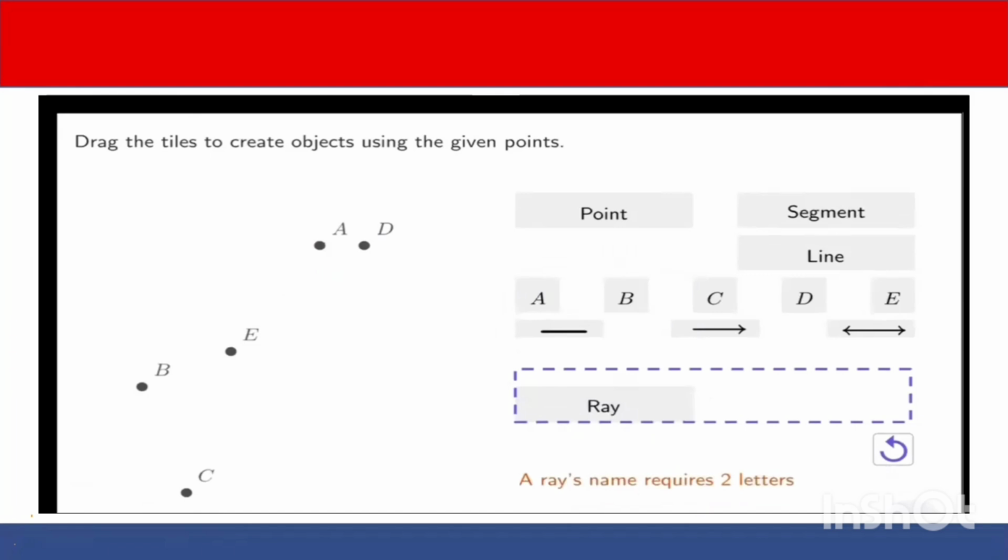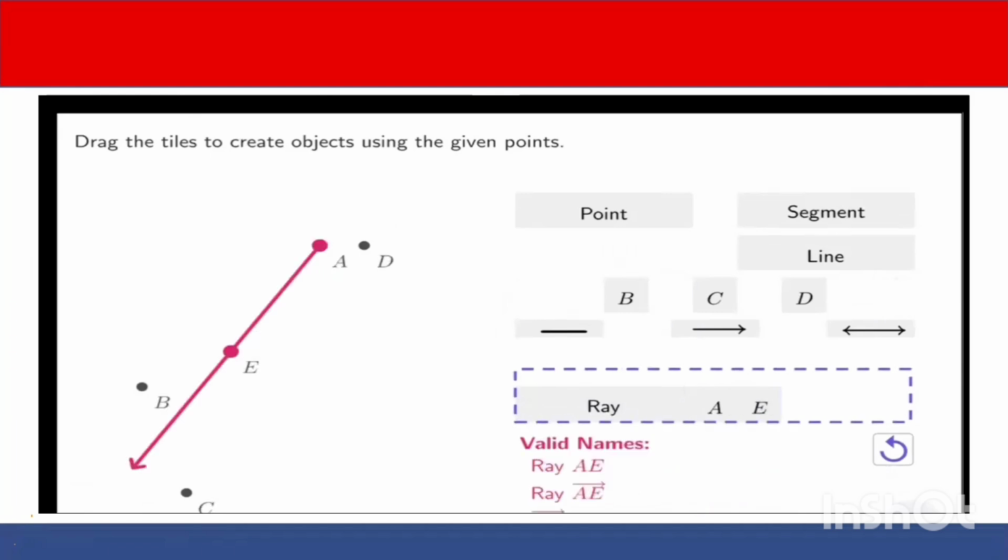Now, let's see what is a ray. Ray also requires 2 letters for naming. So here, ray AE we are taking and see how A is a fixed point and from that fixed point the ray is drawn to E.